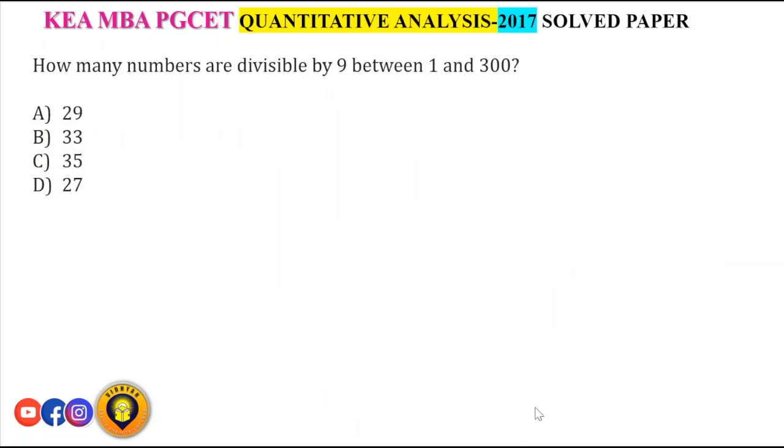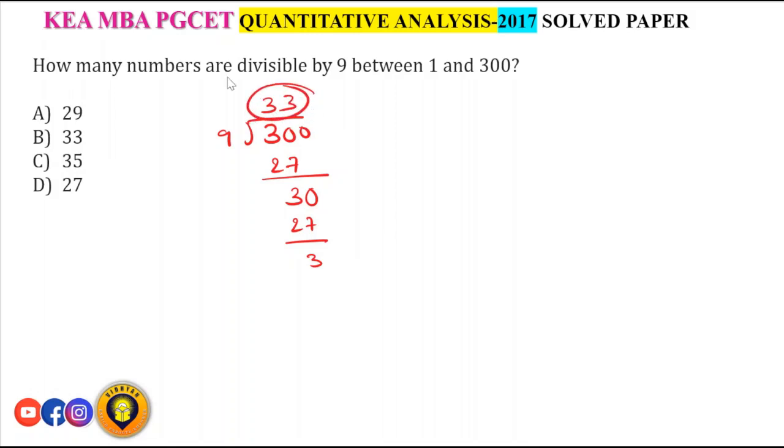How many numbers are divisible by 9 between 1 and 300? So what you do, just divide 300 by 9. If 300 is exactly divisible by 9, then the quotient will be the answer. If not, whatever quotient you get will be the answer. Clear? 9 3s are 27, 3 is the remainder, 30, 9 3s are 27, again 3 is the remainder. That means 33 numbers are divisible by 9 before 300. So the answer is option B.